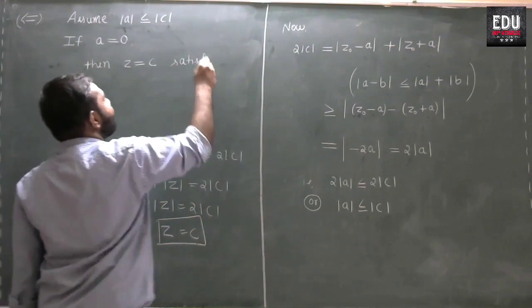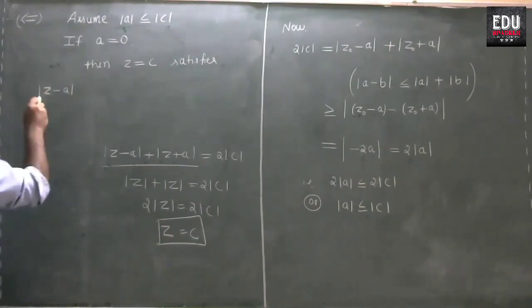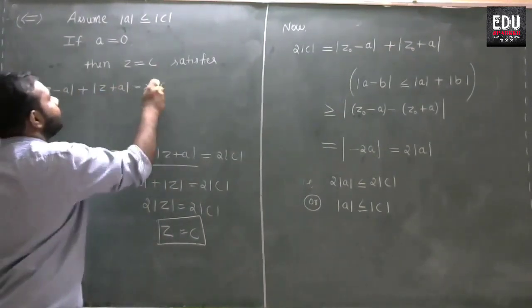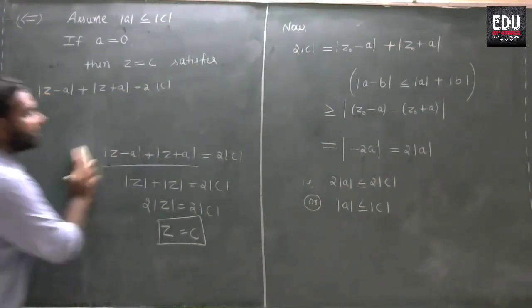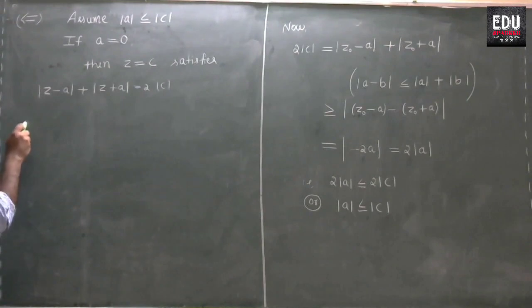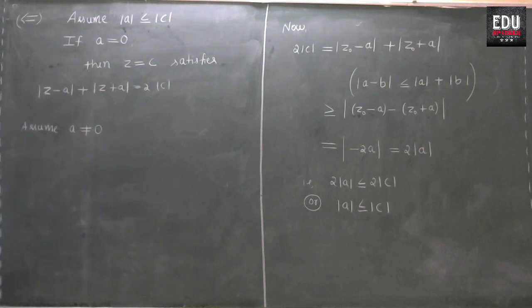satisfies the equation modulus of Z minus A plus modulus of Z plus A equals 2 into modulus of C, which is a trivial case. Now assume A is non-zero. Now A is non-zero.